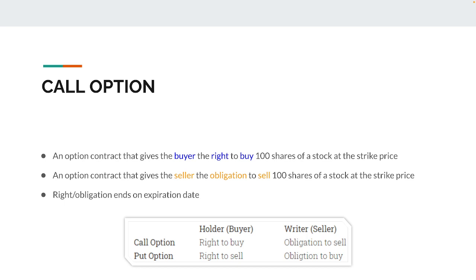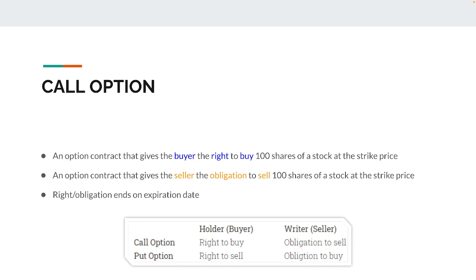A call option is a contract that gives the buyer the right to buy 100 shares of a stock at the agreed upon strike price. And for the seller of that call, they have the obligation to sell the 100 shares of that stock to that buyer at the strike price. And of course, the call option comes with an expiration date.